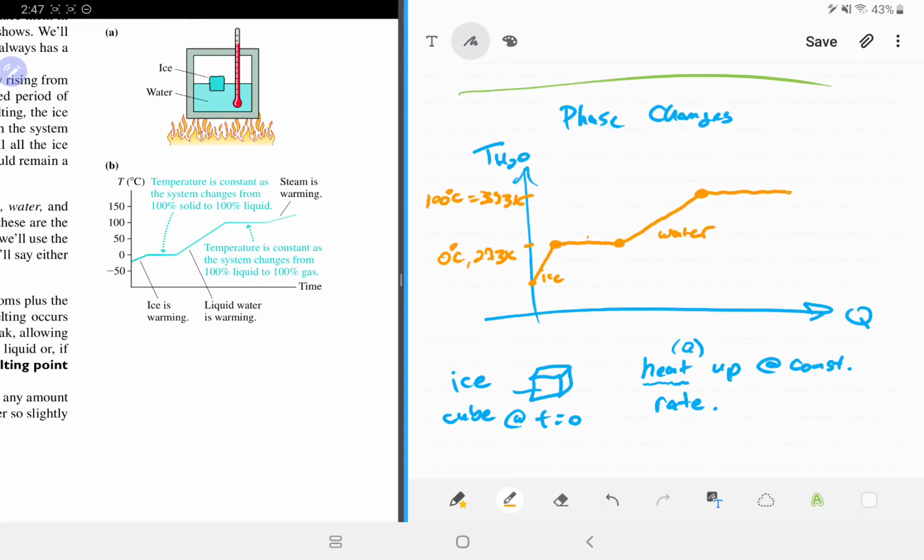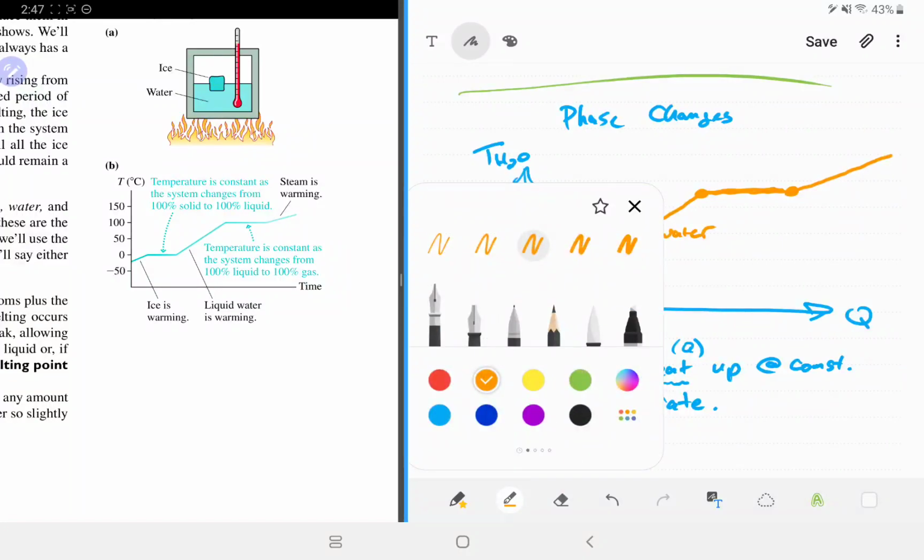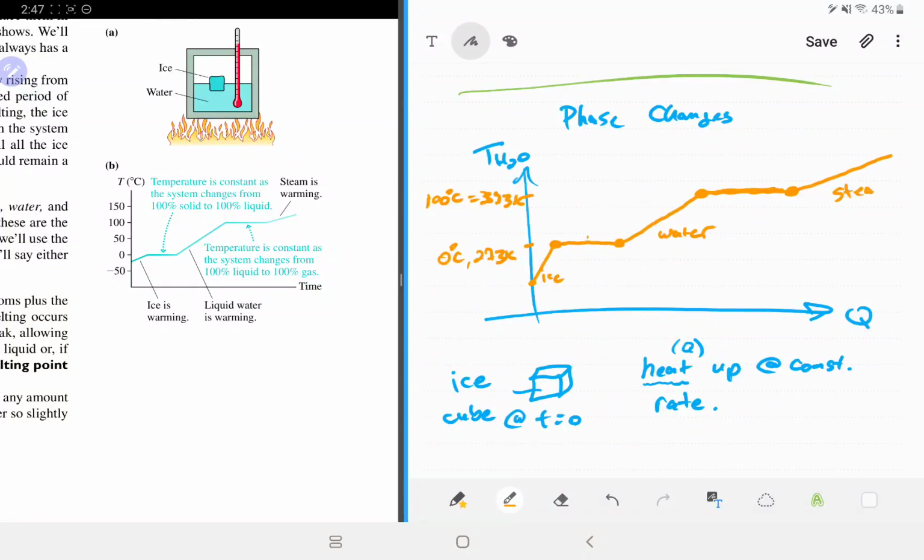The phase changes, though, so let me just finish this off. Maybe I can call this steam. And you're seeing why I wrote H2O, because ice, water, and steam are all H2O, but they're different phases. Steam, which is a gas.